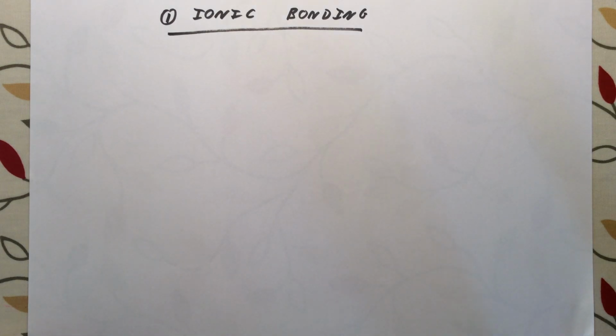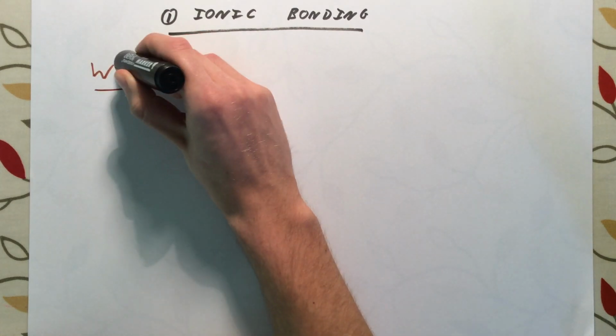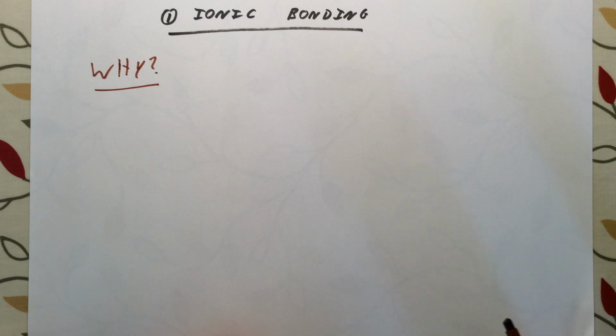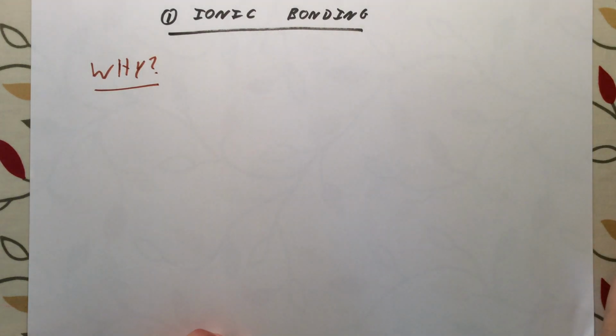can show ionic bonding. So the first question we need to ask ourselves is, why do atoms want to form bonds in the first place? And it's really important we get our heads around this, because it ties in both with ionic bonding and with the other 2 types of bonding we're going to look at in further videos.